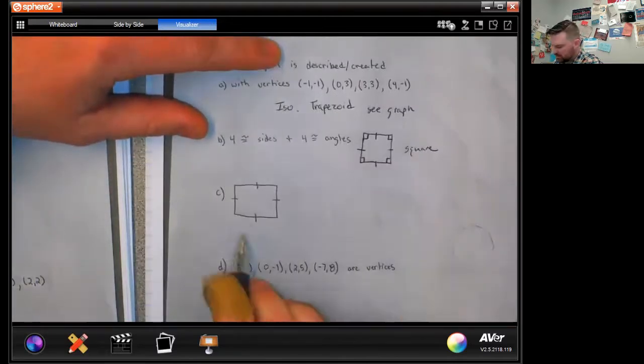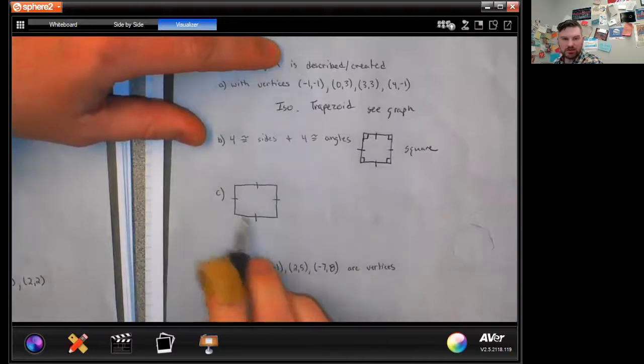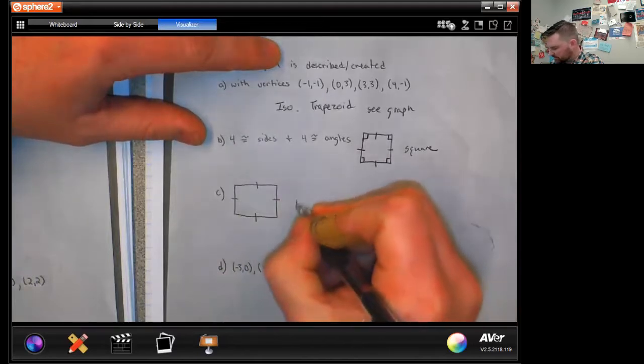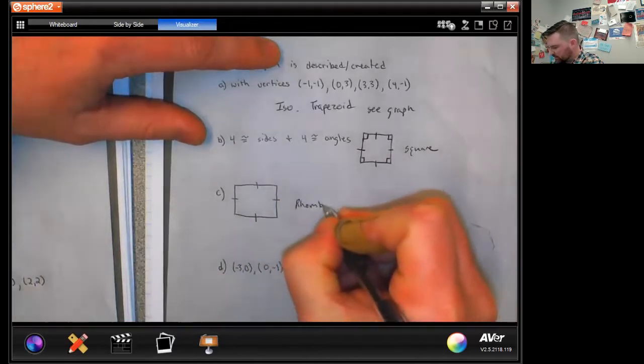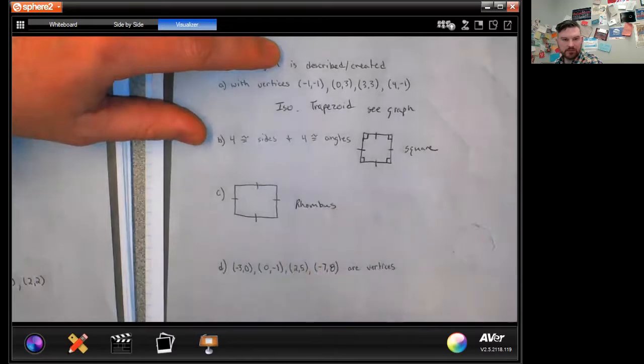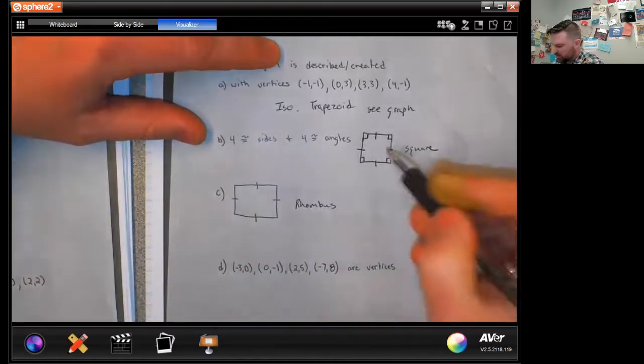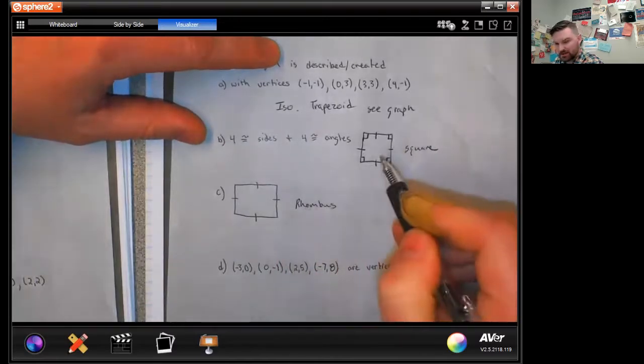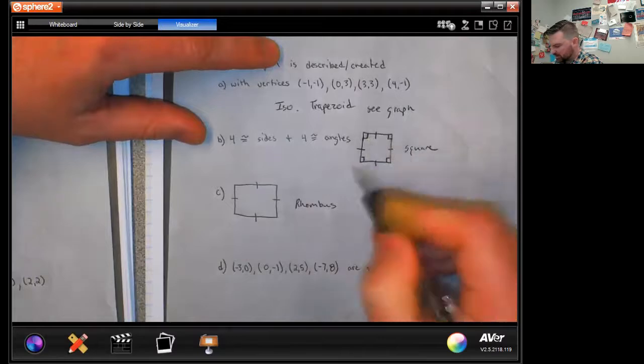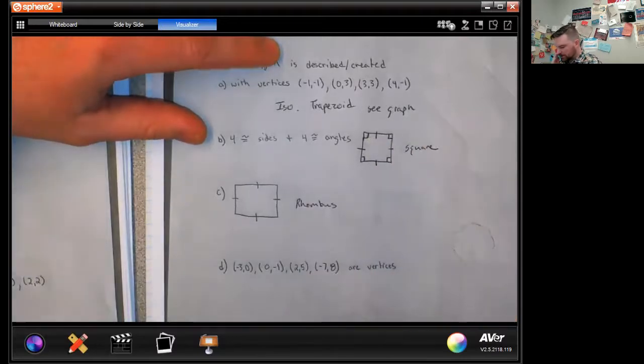Okay. Here, this is a little bit different. I only know that the sides are the same. Okay, I don't know anything about the angles. So if the sides are just the same, it's a rhombus. Okay. Remember, a square is both a rhombus and a rectangle. The angles are the rectangle part. So this is just a rhombus.